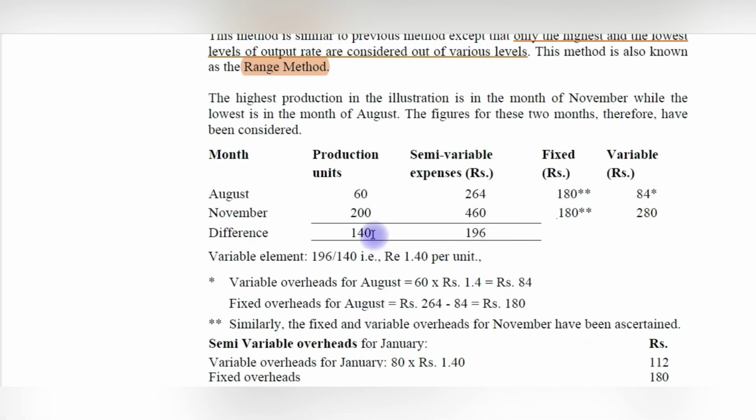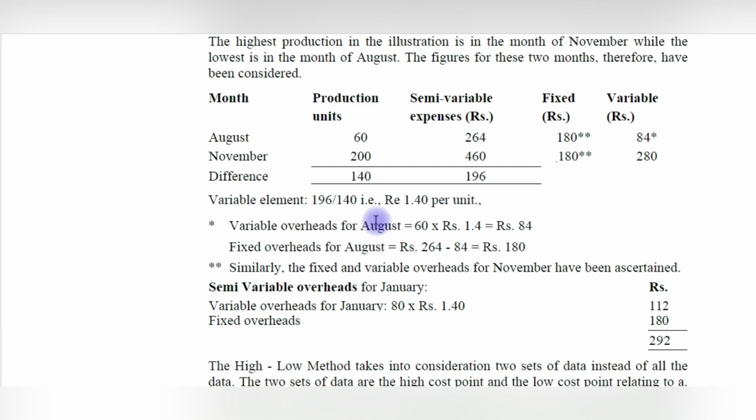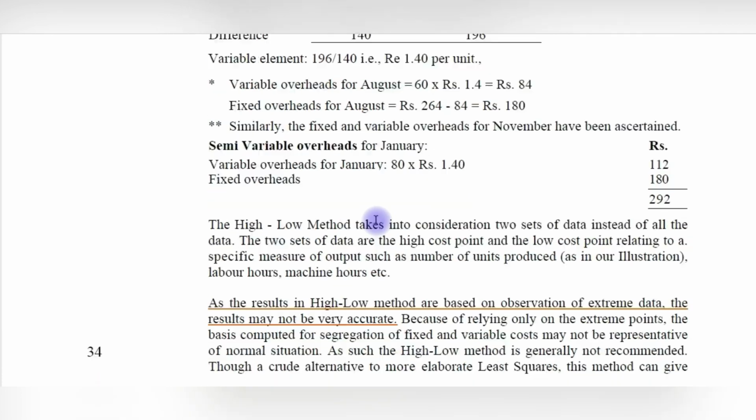Therefore, for 140 units, the increase in cost is 196 rupees. So for 1 unit, how much is the increase? 196 divided by 140, that is 1.4 per unit. From this one, we can calculate the variable expense. In August, 60 units are produced. 1.4 into 60 is the total variable cost. Remaining is the fixed overhead cost. 264 minus 84, that is 180. Like this, we can calculate variable costs for other months also.